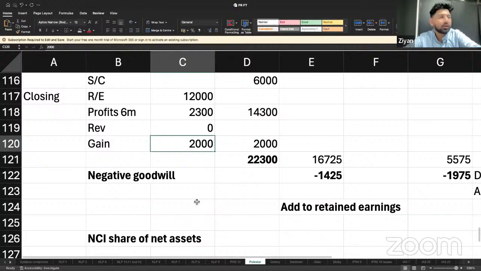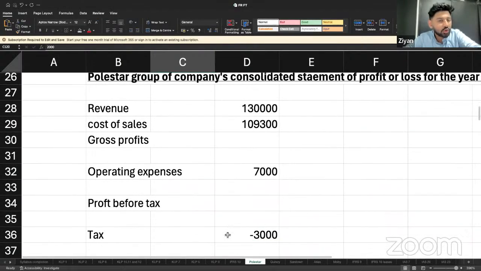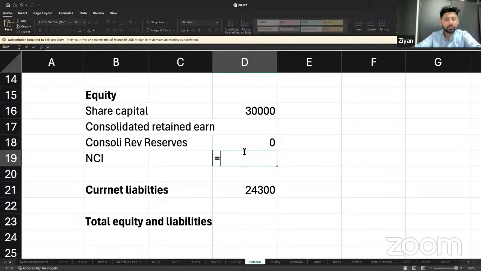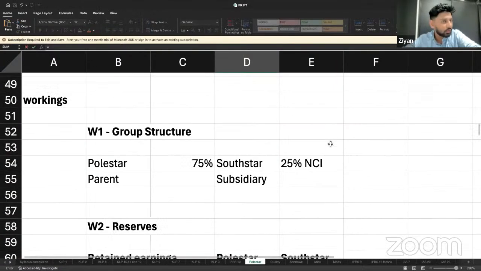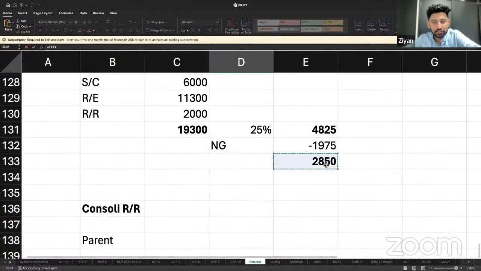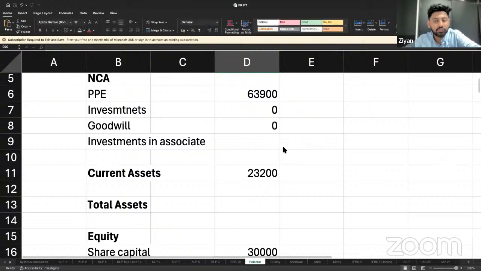If it has not changed, please don't do the calculation, take 0. Because there's not been any changes. It's going to be 0. Don't waste time in the exam. Are we clear? Only if it has not changed. If it has changed, then please do the calculation. So NCI share of net assets 2,850. We're done with the question. No investment in associate, so that's going to be 0.